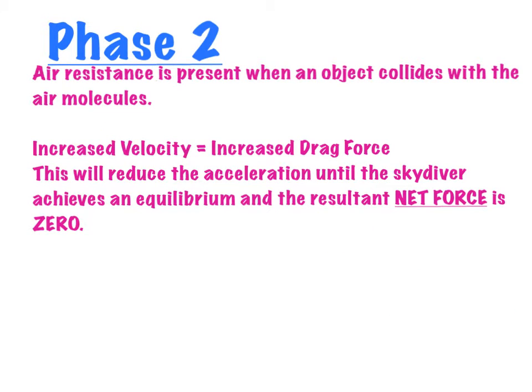As I continued to fall, the air resistance opposing my motion increased. Air resistance is present when an object collides with surrounding air molecules. These air molecules create a force called the drag force, which acts upwards and opposite to the downward gravitational force acting on the skydiver. An increase in velocity causes an increase in the drag force, and this in turn reduces the acceleration until the skydiver achieves an equilibrium and the net force is 0.